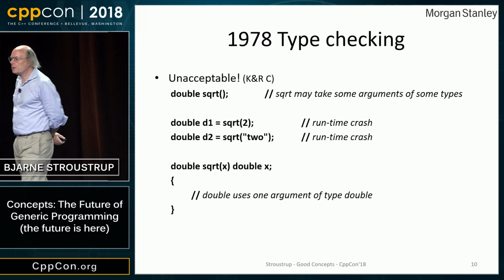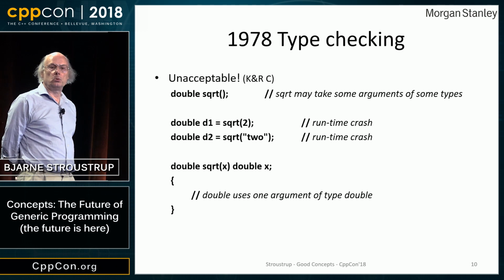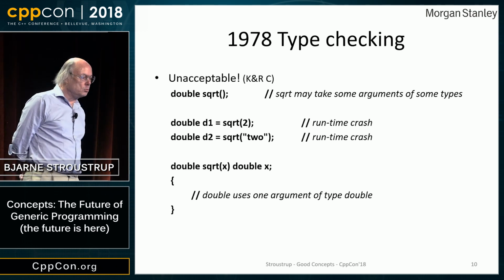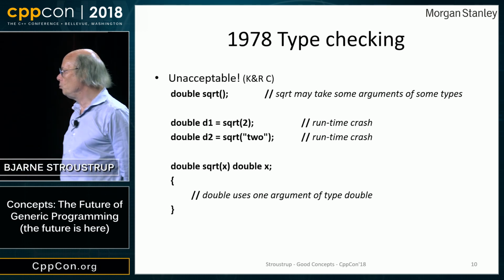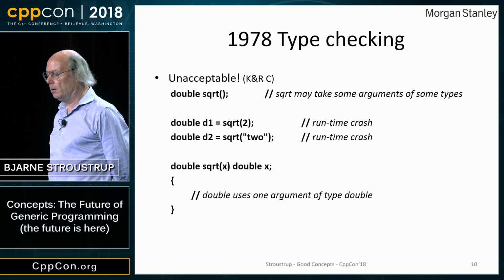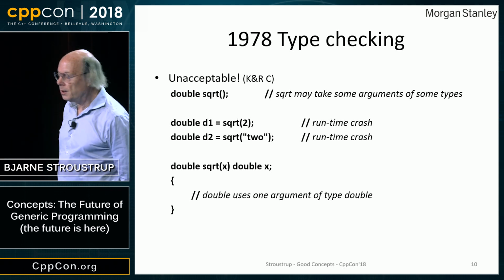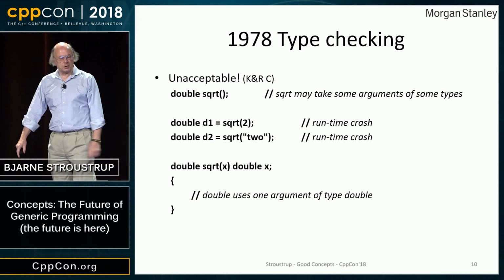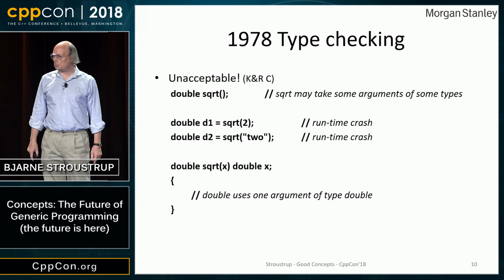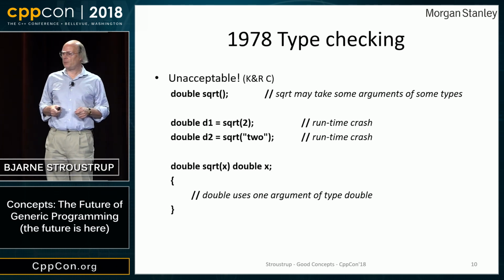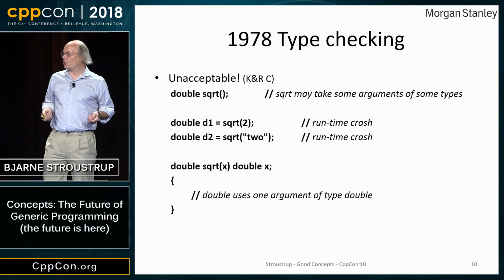Okay, so let's take the time machine and go back to '78. That's how we wrote code. This is K&R code. We say that square root returns a double, we give it a 2, and it crashes, of course, because 2 happens not to be a double. Well, so what? We didn't say it was a double. All we can do is go over to the source code and look at it, and it says that square root takes an x and treats it as a double. It does not say you must give it a double or you get a runtime error. No, you get a crash.